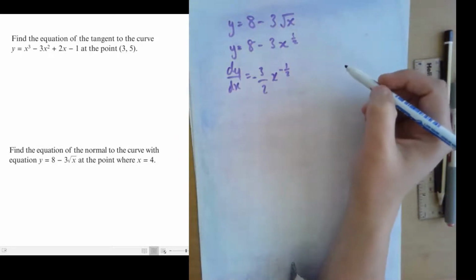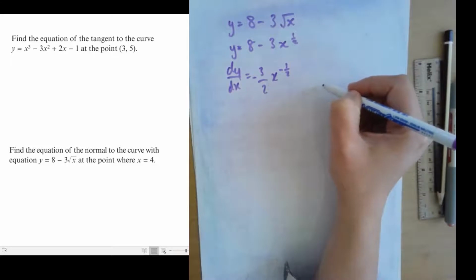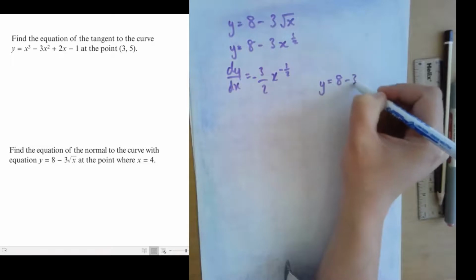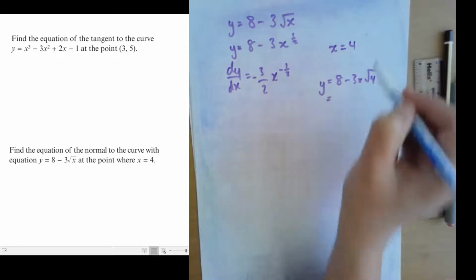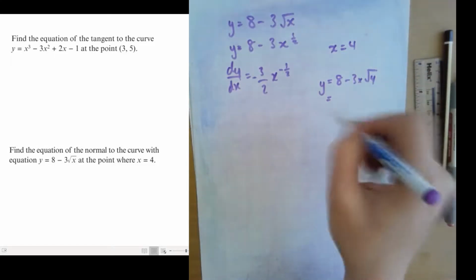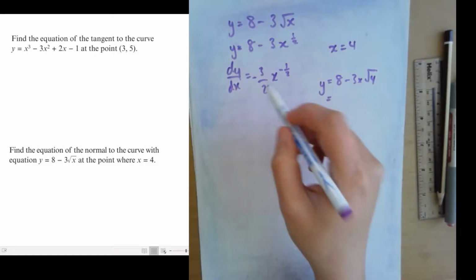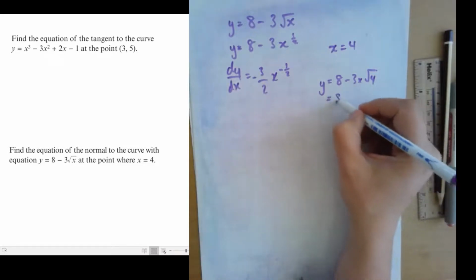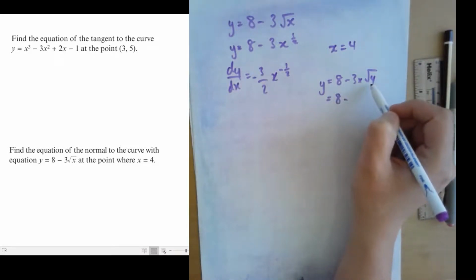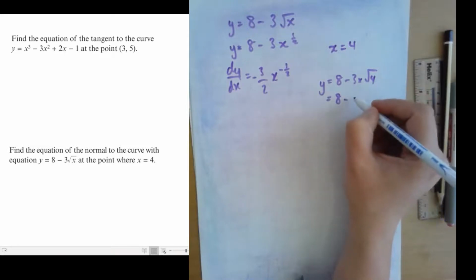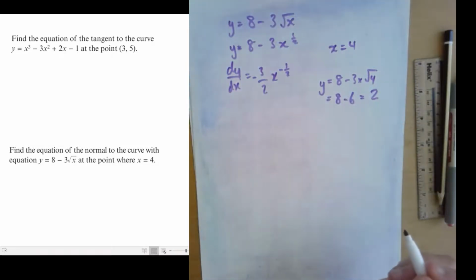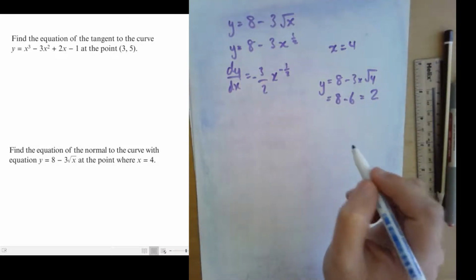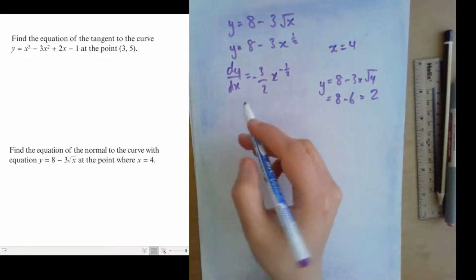Okay. This time they've told us x equals 4, but they haven't actually told us y. So I'm going to say y equals 8 take away 3 times the square root of 4. So I know x equals 4. I know I'm about to work out what y is, and then I'll find out what m is. Okay, so we've got 8 take away, square root of 4 is 2, so 3 times 2 is 6, so that would be 2 overall. Okay, so we've got x, we've got y, now we just need to find out m.